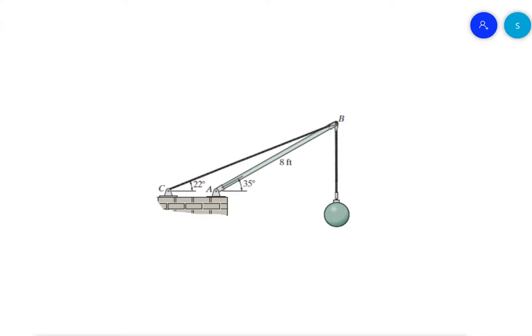So we have a rod and a cable that supports a 500-pound ball. Okay. And the question is, what are the forces in the cable and at A? So at A, we have an AX and an AY. AX and AY. And at C, because it's a cable, we have a force in the same direction.